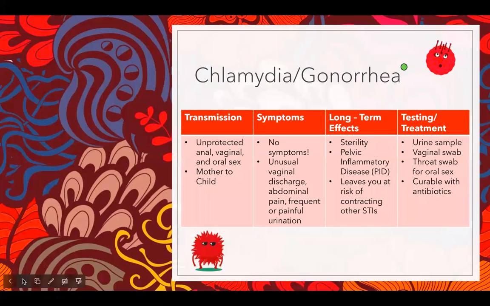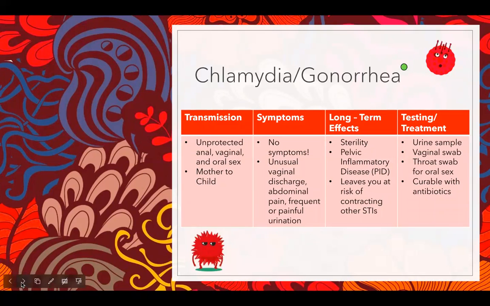All right, so we're going to start with chlamydia and gonorrhea, which are bacterial. If you can see, there's a little green dot right up here. So bacterial STIs are going to have the green dot, parasitic are going to have a yellow, and the viral STIs are going to have a red dot.